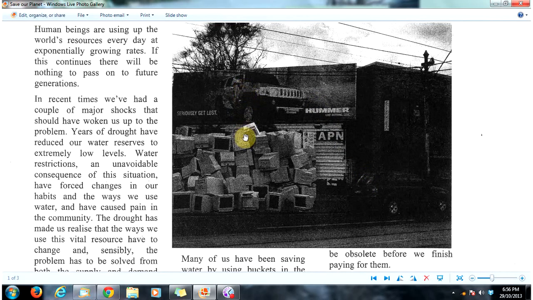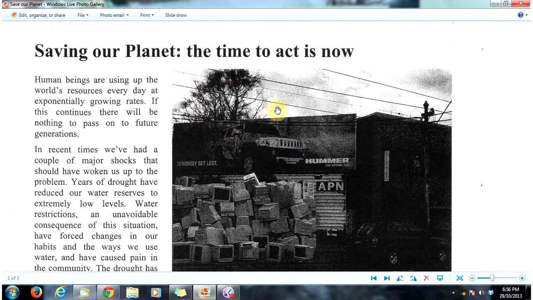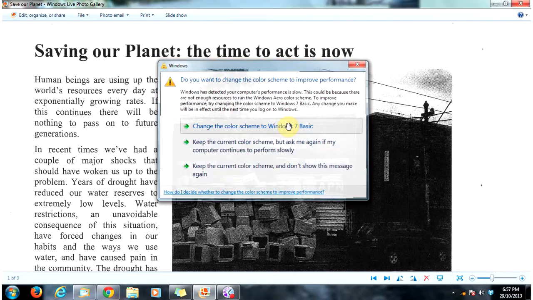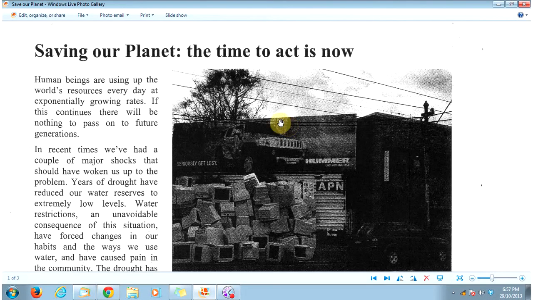Now, some people, when analysing this image, like to talk about the tree in the background because it's kind of bare looking, and it looks as if the environment and nature have been pushed to the background and neglected. It makes the reader think about nature more. Sorry, I got distracted there.